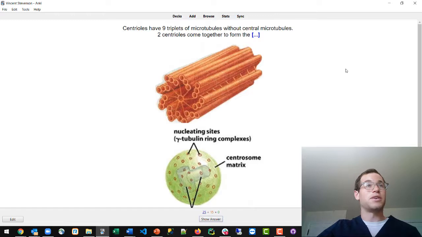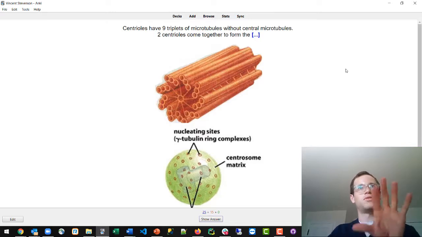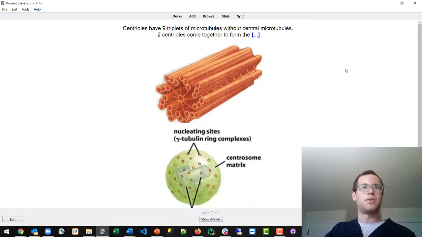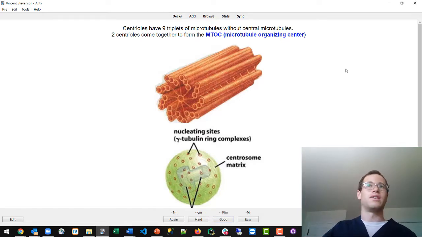And then when we look at centrioles, so centrioles are a little bit different from the microtubules that we were looking at earlier. And the thing with these is that they have 9 triplets of microtubules, and they do not have that center microtubule. And these 2 centrioles come together to form something that's referred to as the microtubule organizing complex, or MTOC, or organizing center, however you want to call it.